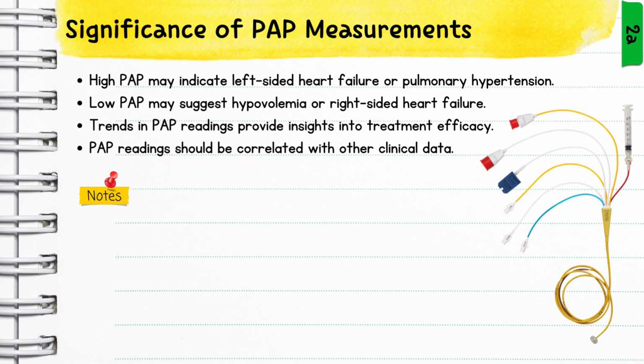Okay, so interpreting pulmonary artery pressure measurements is key to managing critically ill patients. A high PAP can indicate left-sided heart failure or pulmonary hypertension, where the pressures in the pulmonary circulation are elevated. On the other hand, a low PAP might suggest hypovolemia, where the patient does not have enough blood volume, or right-sided heart failure. It's important to look at trends in pulmonary artery pressure readings over time, not just in a single moment. That will provide better insights into how well your treatments are actually working.